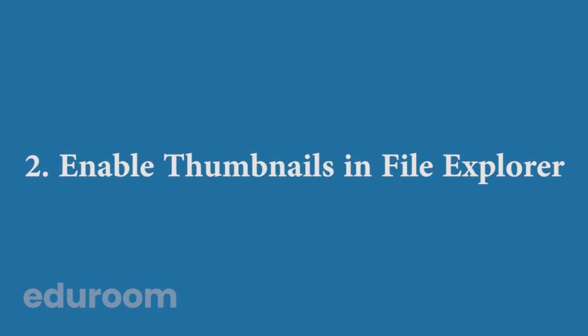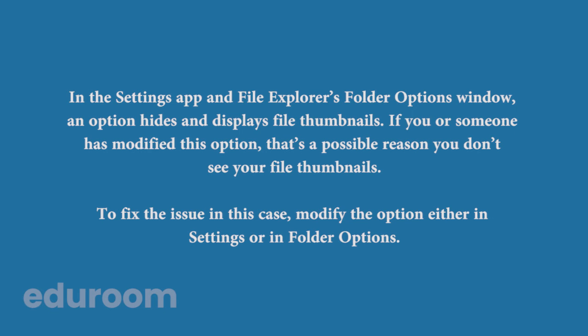2. Enable thumbnails in File Explorer. In the Settings app and File Explorer's Folder Options window, an option hides and displays file thumbnails. If you or someone has modified this option, that's a possible reason you don't see your file thumbnails. To fix the issue in this case, modify the option either in Settings or in Folder Options.